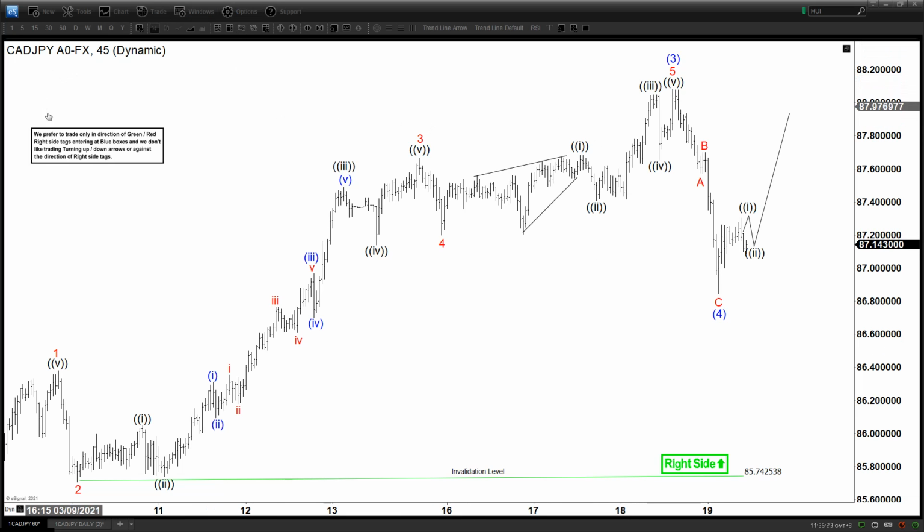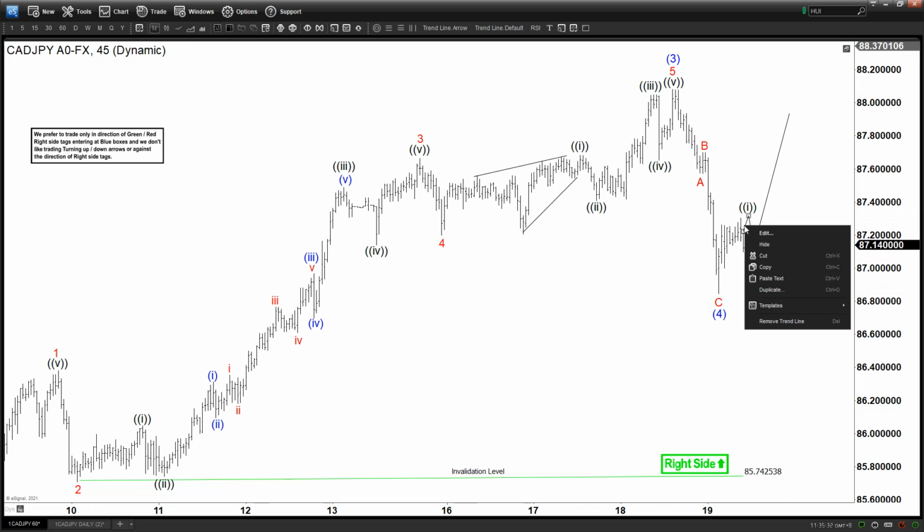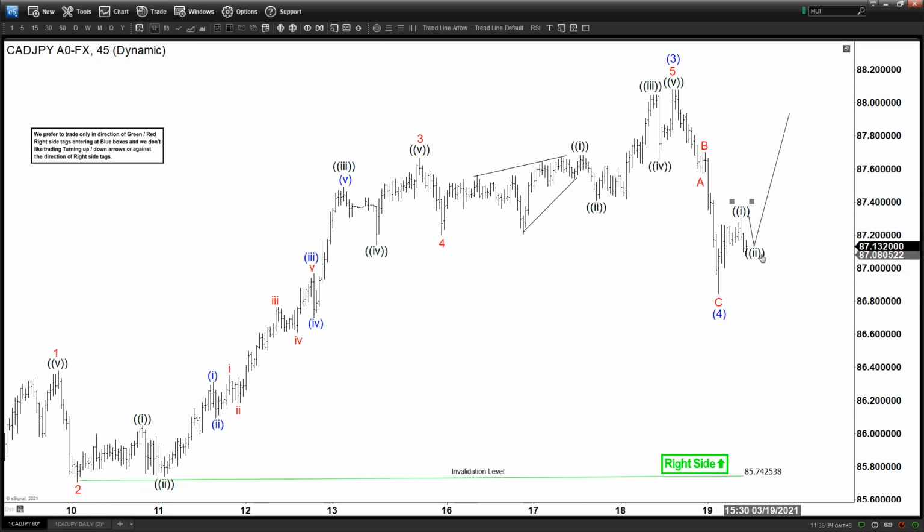Today we will be looking at the chart of Canadian dollar yen. This is a 45 minutes chart. Okay, so we can see right here that we ended with wave 3 in the intermediate degree, and we are proposing wave 4 intermediate degree also ended here at 86.8. And then from here we could see further upside within wave 5 in the intermediate degree, right? So we got 1 and 2 in the minor degree, 3 and 4, and then 5.